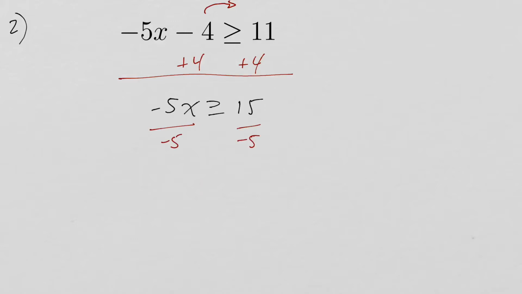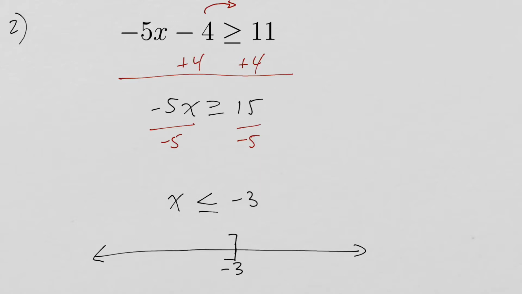Because we're dividing by a negative number, the inequality is going to flip directions. And 15 divided by negative 5 is negative 3. So we put negative 3. Now because it's a greater than or equal to, we use a hard bracket, and it's going that way.